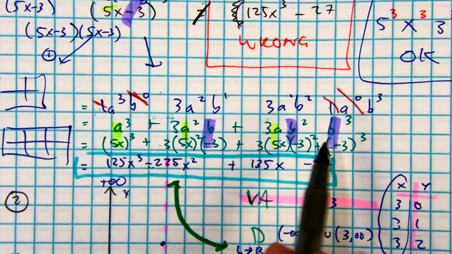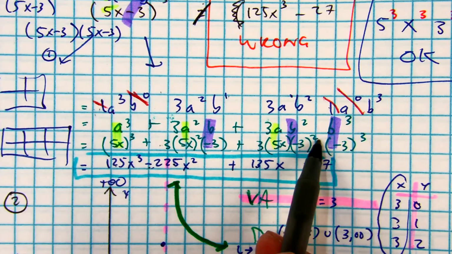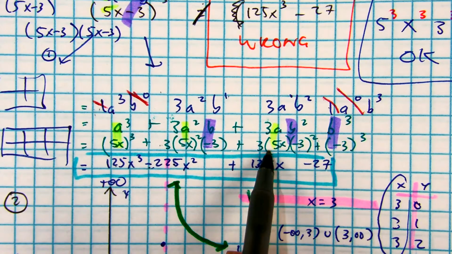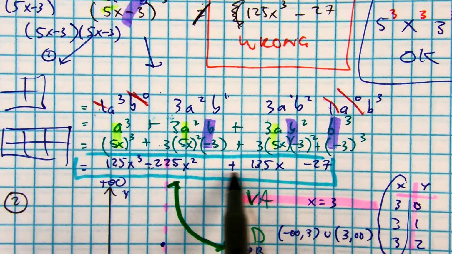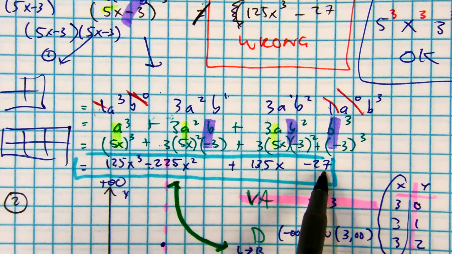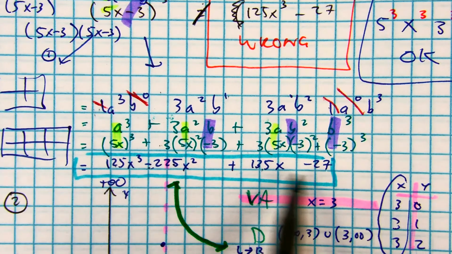Come over here. I have negative 3 squared. That's 9. 9 times 5 times 3 gives me 135. So this is 135x. And this becomes negative 27. My answer is this polynomial in blue. Raise your hand if you got that.